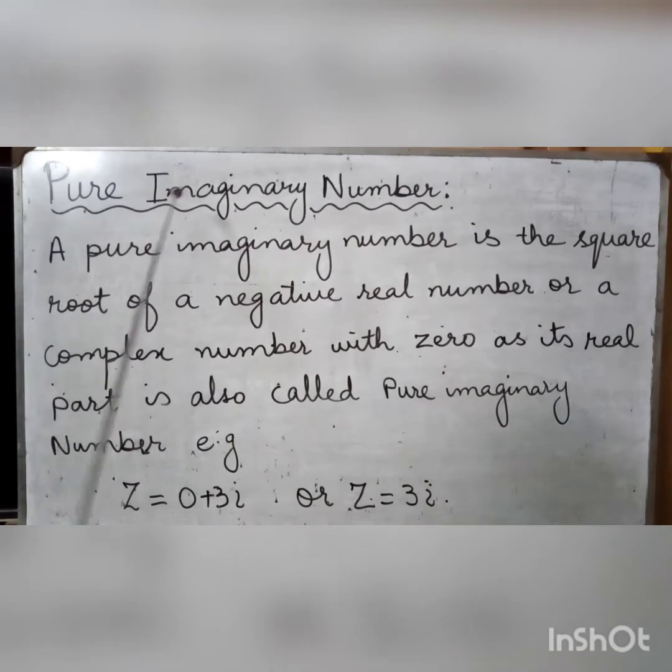Pure imaginary number. A pure imaginary number is the square root of a negative real number, or a complex number with 0 as its real part, is also called a pure imaginary number. For example, z is equal to 0 plus 3 iota or z is equal to 3 iota, where real part is 0.